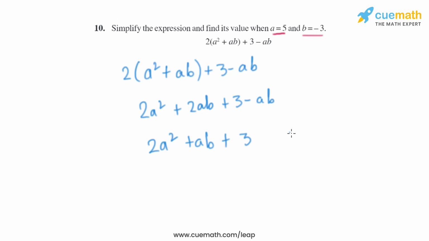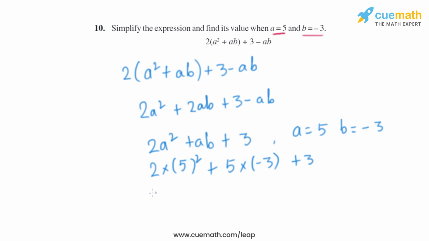Now let's find its value by putting the value of a, that is 5, and b, that is minus 3. So it will become 2 into 5 square plus 5 into minus 3 plus 3. So 2 into 5 square is 2 into 25, which is 50, and 5 into minus 3 is minus 15, and plus 3. So 50 minus 15 is 35. So it will be 35 plus 3, which is the same as 38.